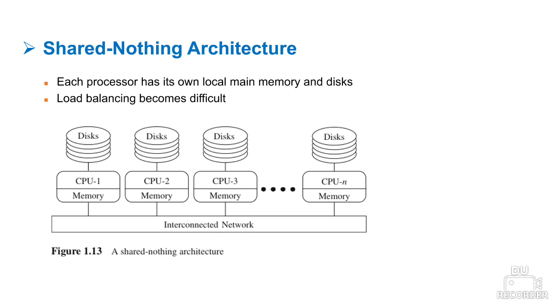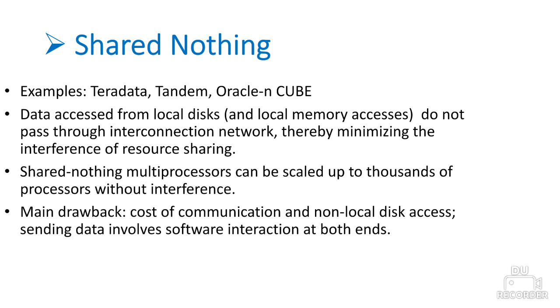Load balancing becomes difficult. As you can see in figure 1.13, a shared nothing architecture: CPU 1 has its own disk and its own memory, CPU 2 has its own disk and its own memory. Examples of shared nothing are Teradata, Tandem, Oracle, Ncube.